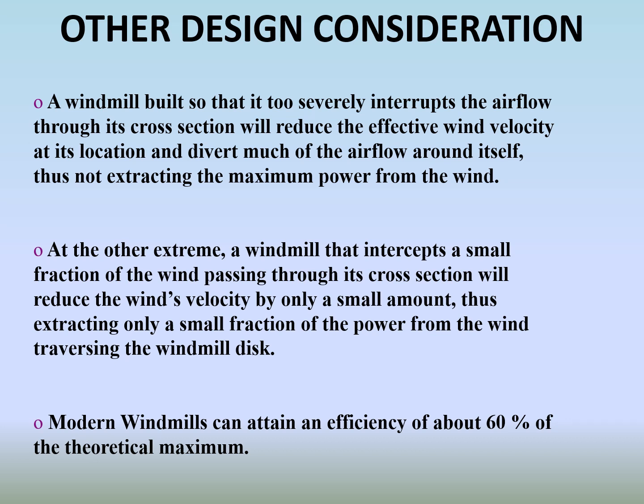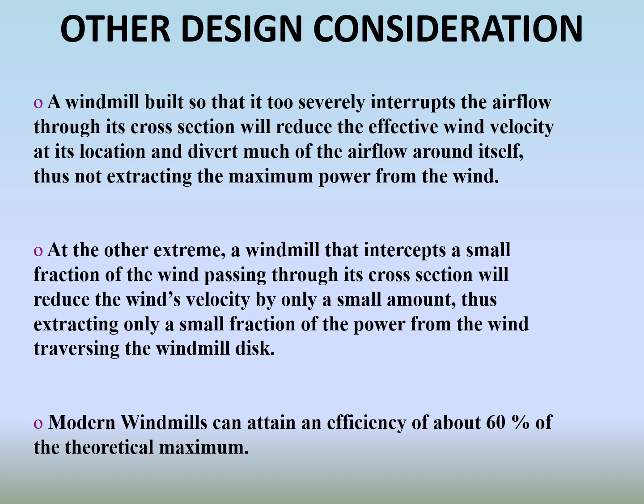A windmill built so that it too severely interrupts the airflow through its cross section will reduce the effective wind velocity at its location and divert much of the airflow around itself, thus not extracting the maximum power from the wind. At the other extreme, a windmill that intercepts a small fraction of the wind passing through its cross section will reduce the wind's velocity by only a small amount, thus extracting only a small fraction of the power from the wind traversing the windmill disk.